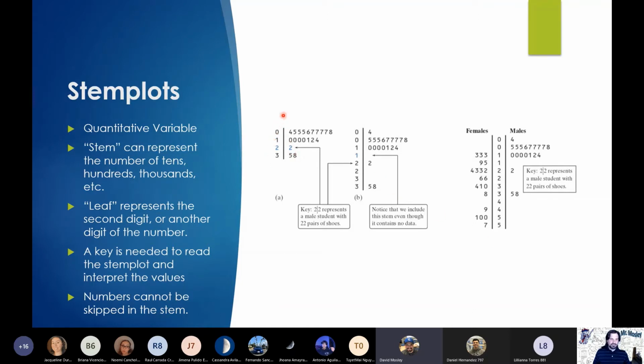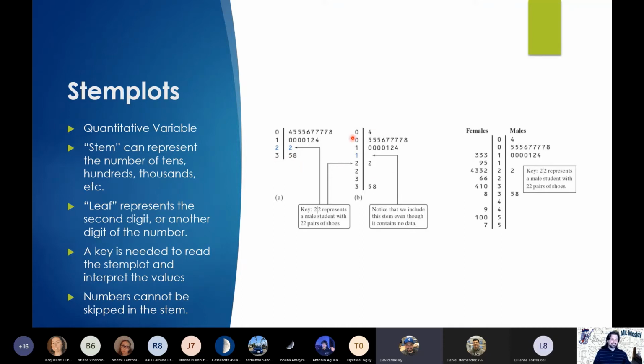We have a regular stem plot over here for graph A, where it's just the stem 0, 1, 2, 3, and the numbers that finish that stem. So in this data set, we have 4, 5, 5, 5, 6, 7, 7, 7, 7, 8, 10, 10, 10, 10, 11, 12, 14, 22, 35, and 38.